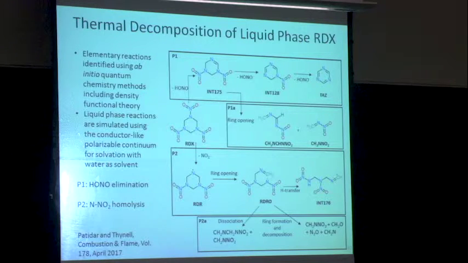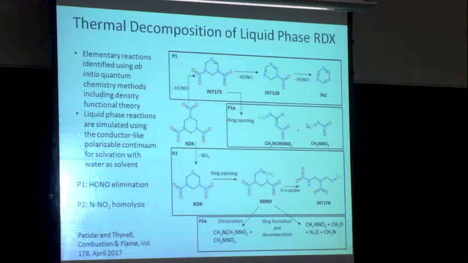One of the steps that shows up in the solvation technique that wasn't seen in the gas phase calculations is shown up here. After this first HONO elimination, instead of going through a second HONO elimination, the ring bond opens up right away. Okay, and you start seeing a different type of route being formed.